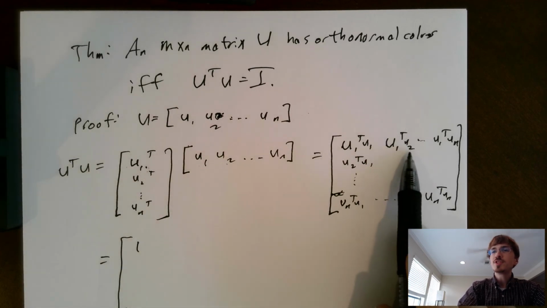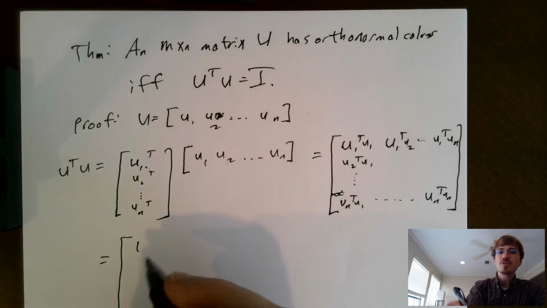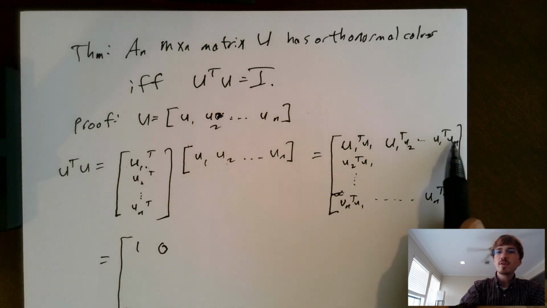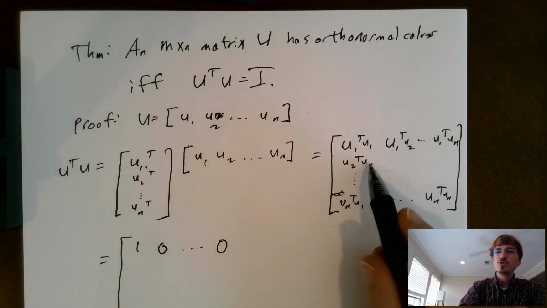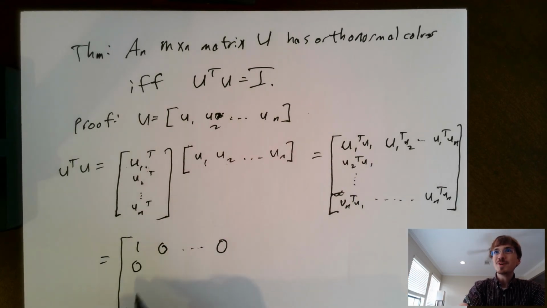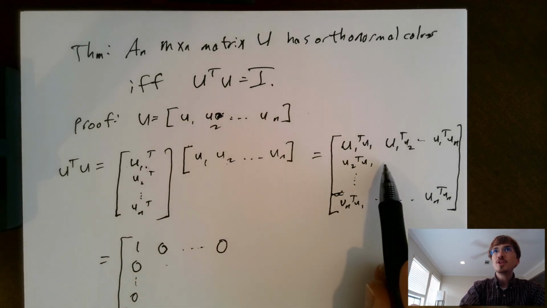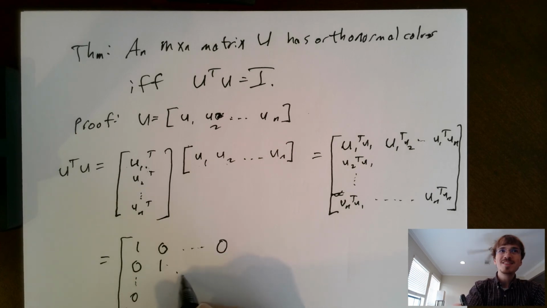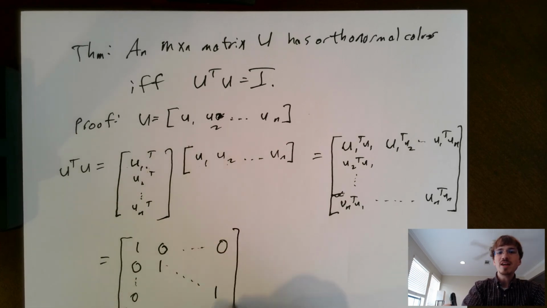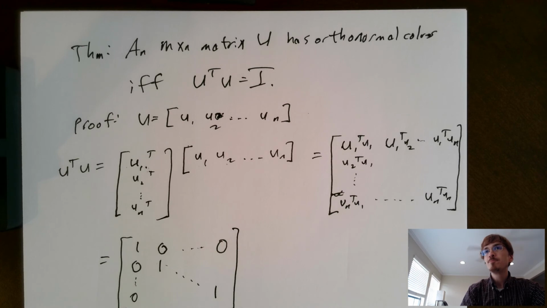What's U1 transpose times U2? That's U1 dot U2, right? Well, what's the dot product if they're orthogonal? It's 0. And that's true for that entire column here. U2 dot U1 is also 0, and all the other entries are 0. The 2, 2 entry will be U2 transpose times U2, which is 1 because that's the magnitude. And we see that the identity matrix will form.